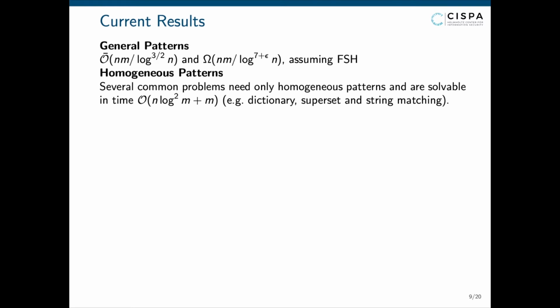Now if we take a look at homogeneous patterns, one can figure out that several common problems only require homogeneous patterns. They don't require very general ones, but pretty simple structured patterns, for example, for dictionary matching, subset matching, and string matching. And most surprisingly, these problems can be solved in near linear time. So it seems like our definition of homogeneous patterns was too strong. One could assume that all homogeneous patterns can be solved fast, but actually this isn't the case.